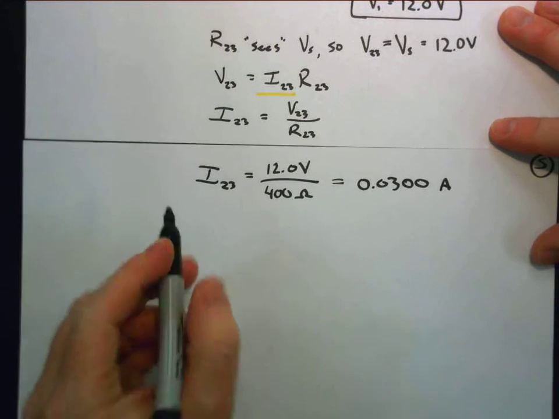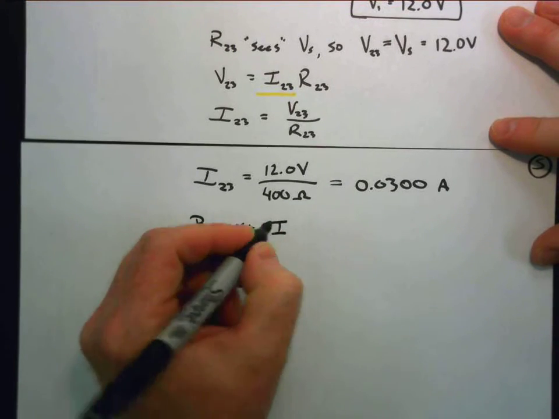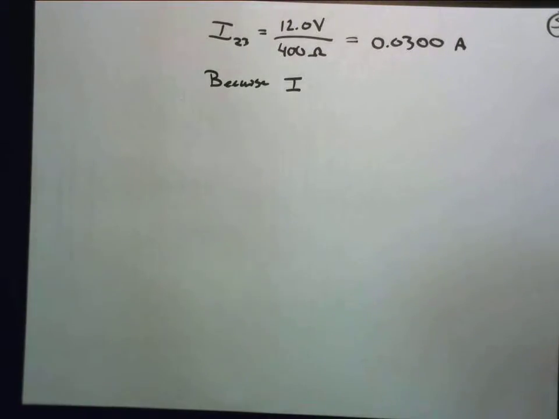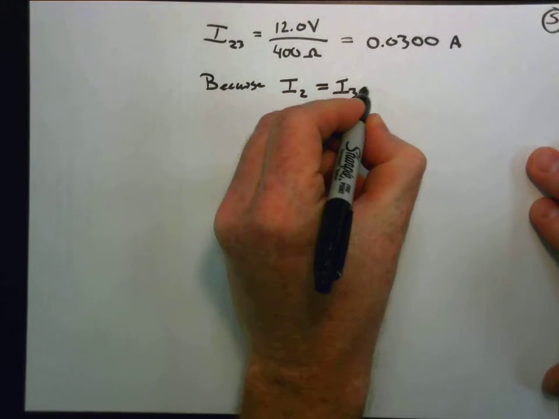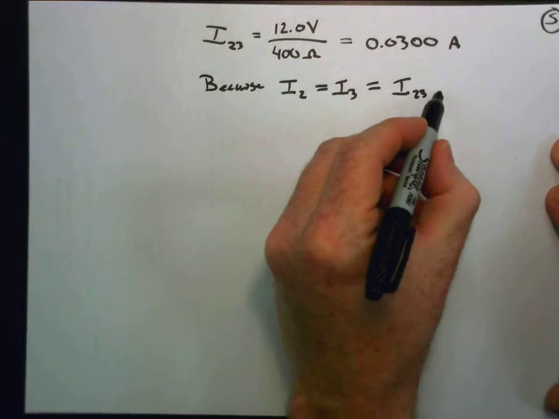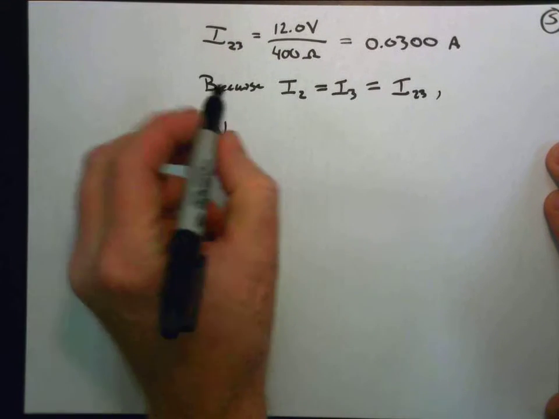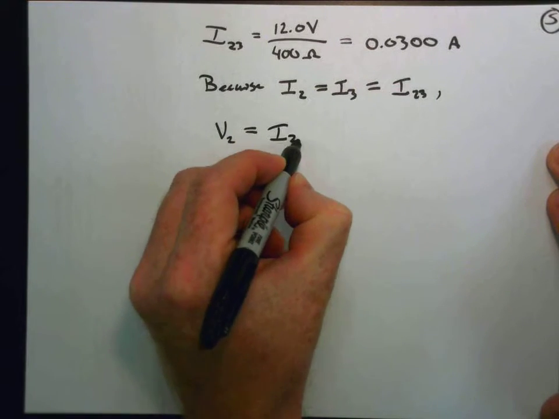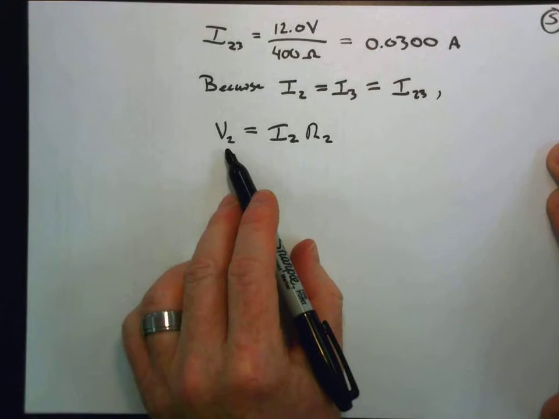So, because I2 equals I3, and it also equals I of 2,3, from that, then what I can do is I can figure that, well, the voltage drop of 2 is equal to the current through 2 times the resistance of 2, right? Because I'm looking for that voltage drop across resistor 2.